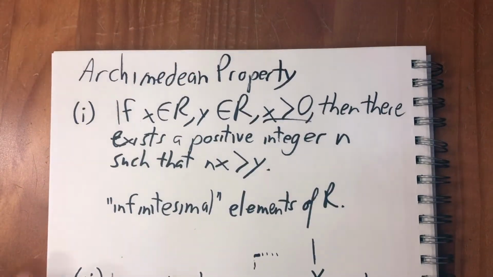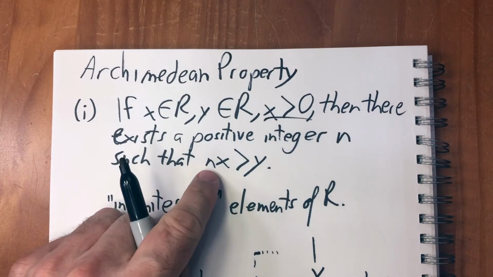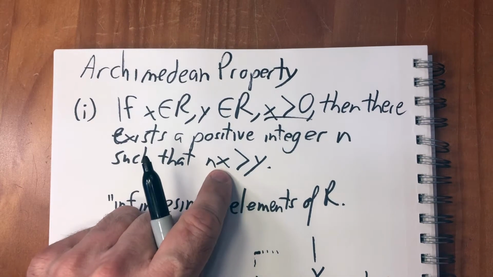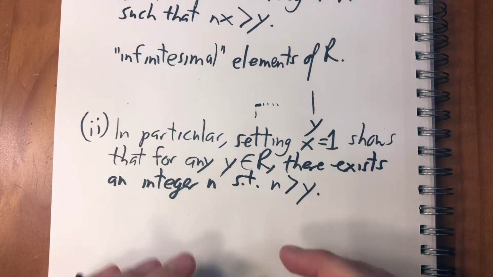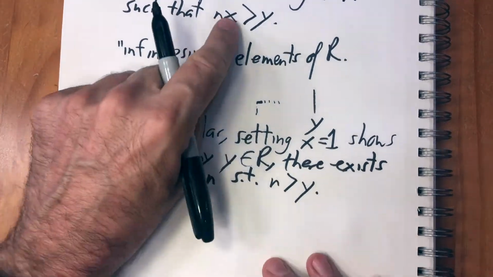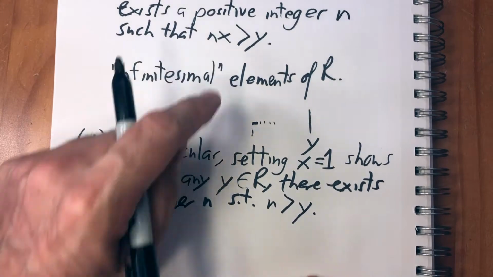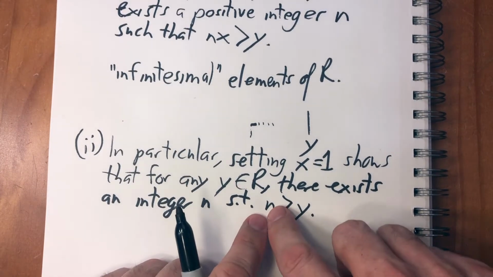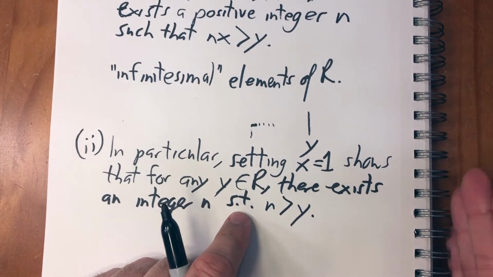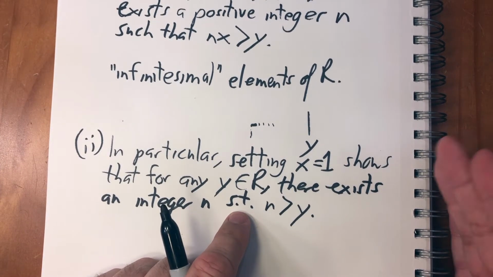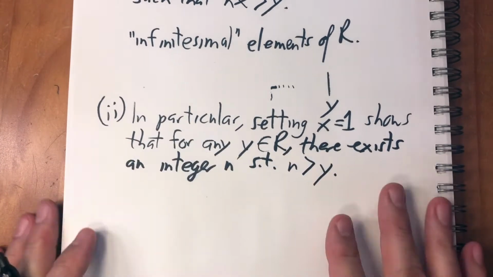So even though the Archimedean property is expressed in terms of multiplying n by some number, no matter how small it is, there's another consequence of that, which is that if you just set x equals 1, then there will always be an integer to the right of y. So no matter what y is, there's always going to be an integer greater than that number, okay?